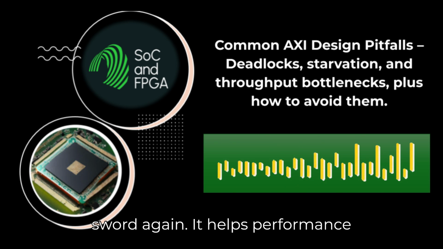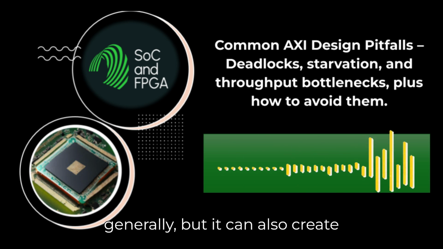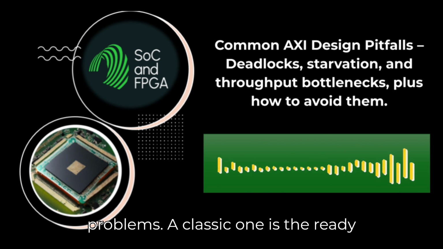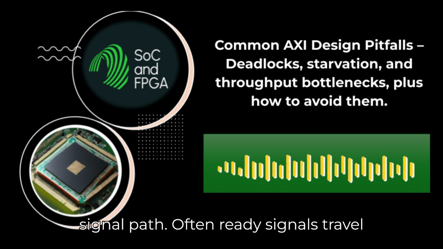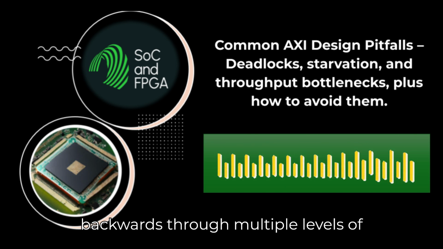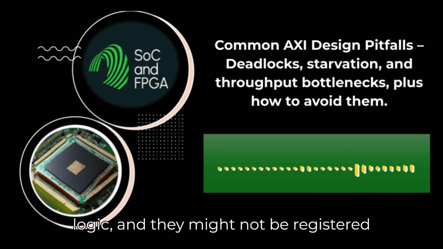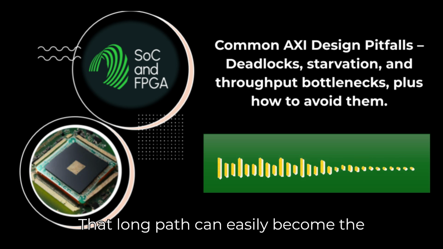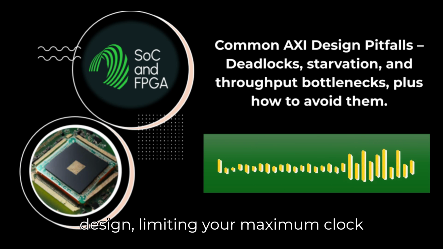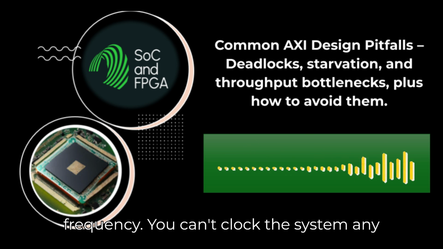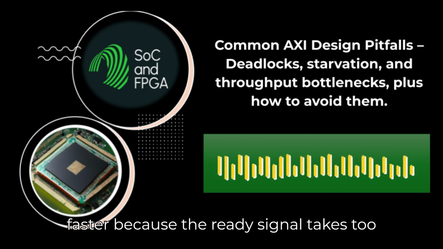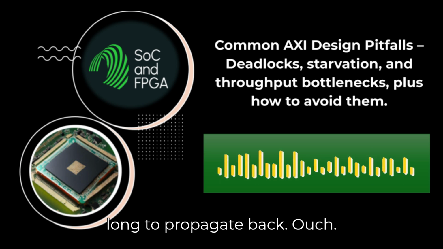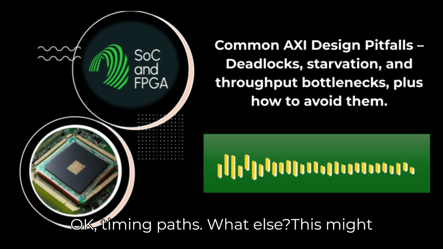Pipelining seems like a double-edged sword again. It helps performance generally, but it can also create problems. A classic one is the ready signal path. Often, ready signals travel backwards through multiple levels of logic, and they might not be registered stage to stage, so you get a long combinational path for ready. Exactly. That long path can easily become the critical timing path for your whole design, limiting your maximum clock frequency. You can't clock the system any faster because the ready signal takes too long to propagate back. Ouch. Okay, timing paths. What else?